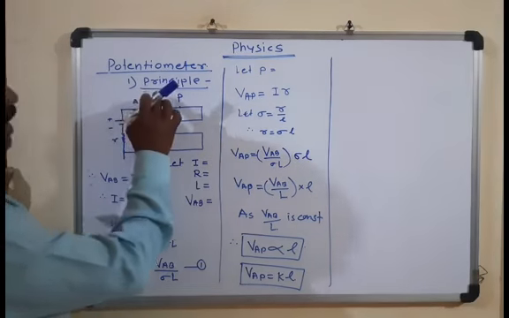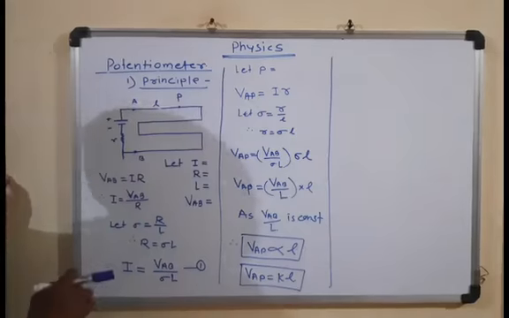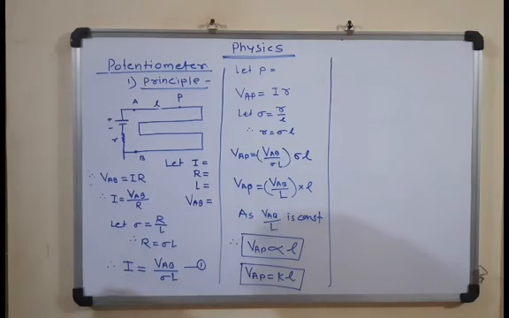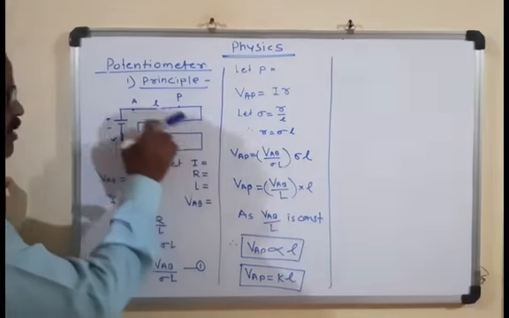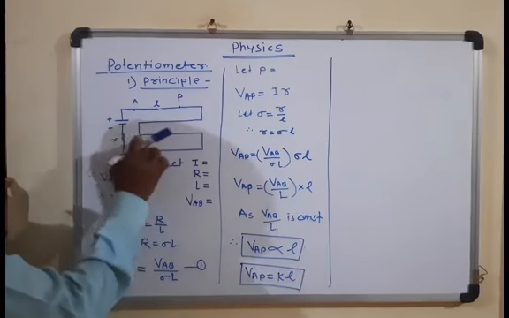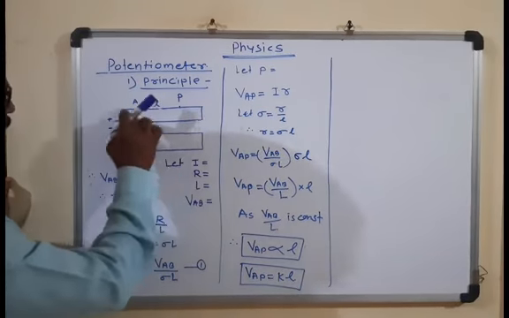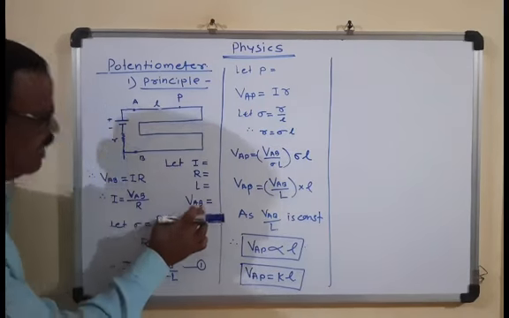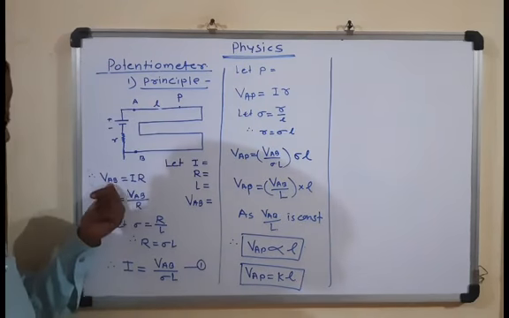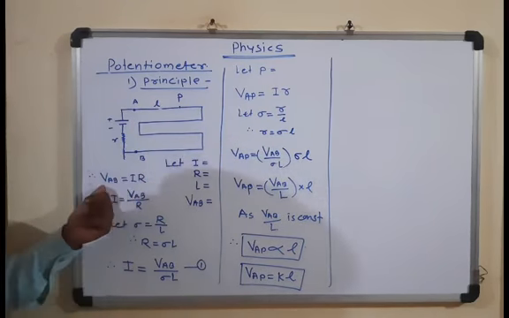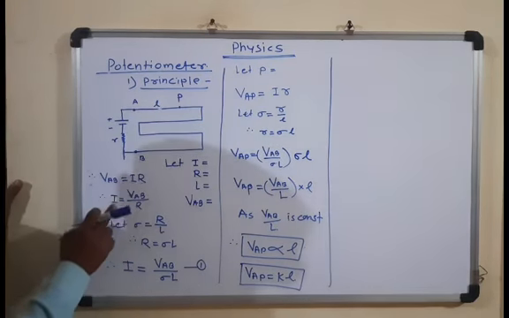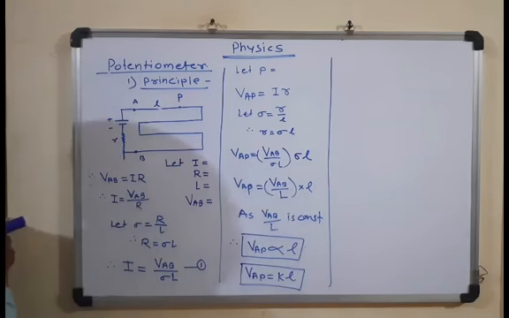We have to explain the principle of the potentiometer. For this, we use this electrical network. Let I be the current flowing through the wire AB, R the resistance of wire AB, L the length of wire AB, and VAB the potential difference between points A and B. Then according to Ohm's law, VAB is equal to I into R. Therefore, I is equal to VAB divided by R.